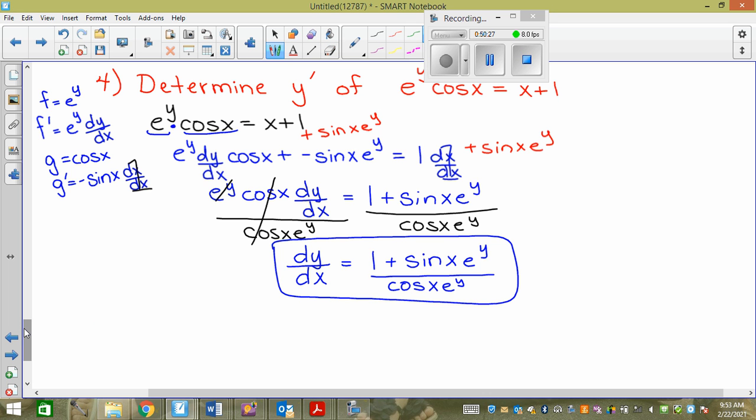If it was like y was 3, then they would allow you to leave this as e to the 3 and e to the 3 and not mark it down as a decimal, because you couldn't. You're in a non-calculator section.